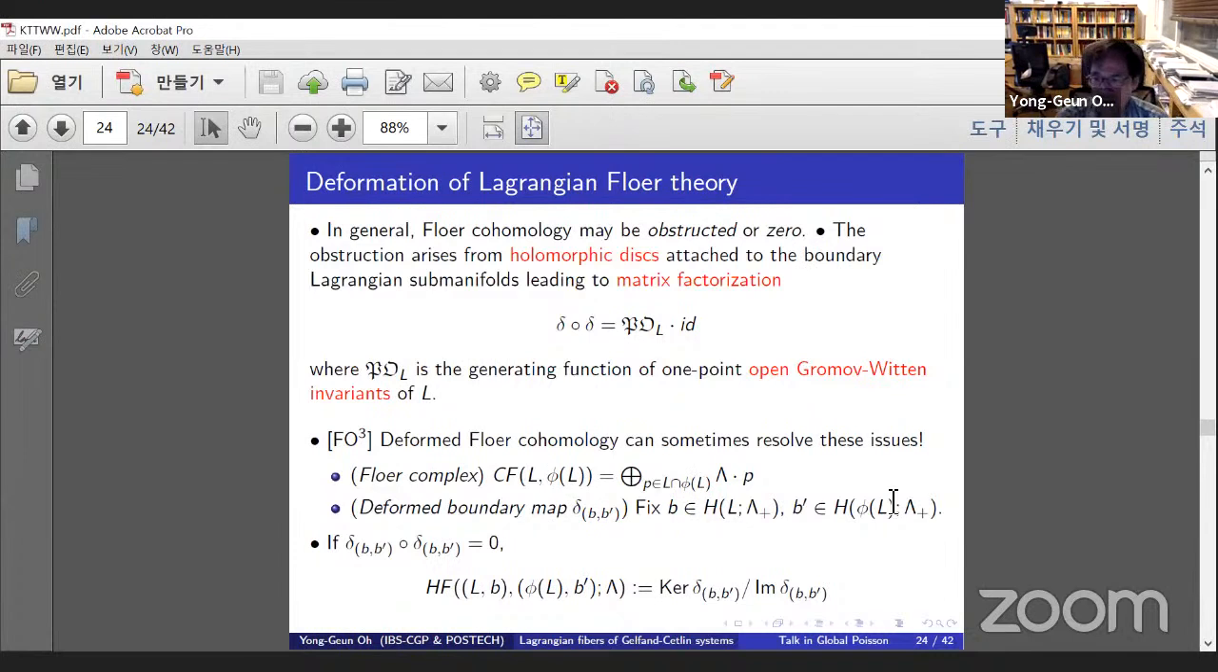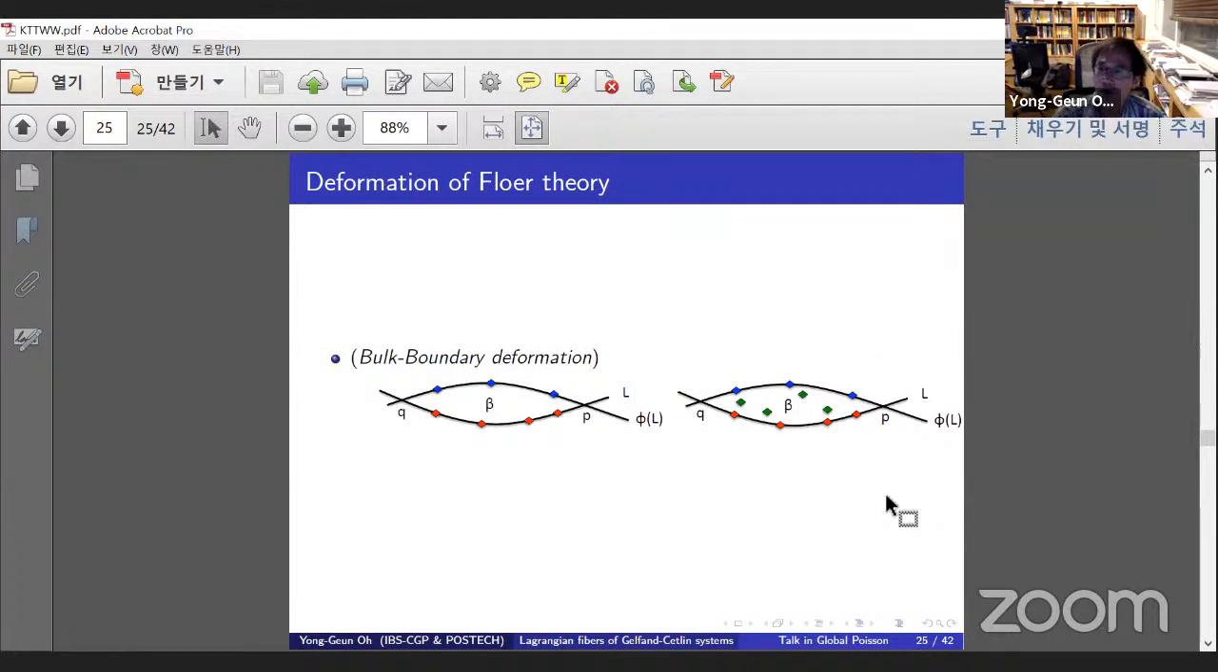So when this delta square is not 0, what we want to do is deform this whole theory by certain deformation parameters. There are two kinds of deformation parameters. One deformation parameter comes from the boundary. We are looking at the Lagrangian submanifold inside a symplectic manifold, and I told you that the holomorphic disks bounding this Lagrangian submanifold are the obstruction. So we want to kill those boundary cycles arising from these holomorphic disks by choosing some cycle or chain of boundaries.